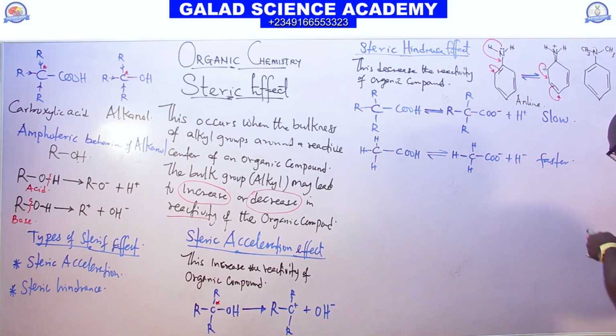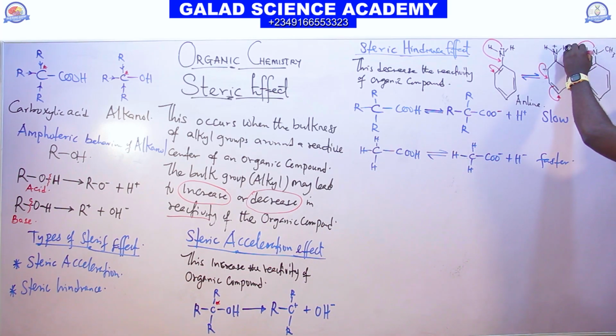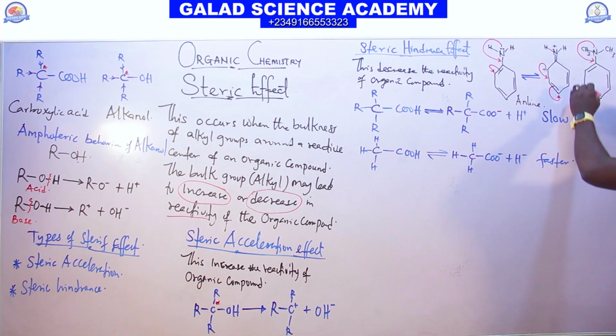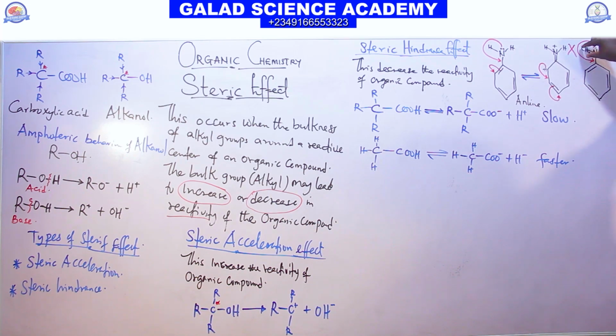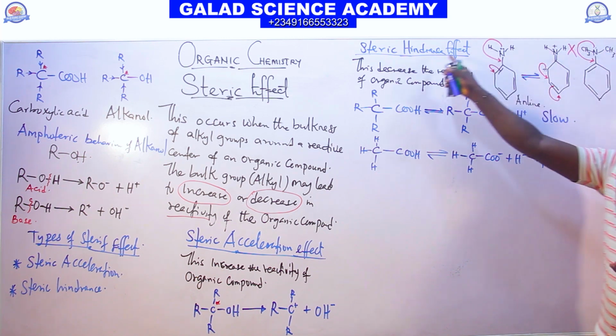So this lone pair of electrons we have here will find it difficult to shift to this side. This can never be possible. Why? Because of the bulkiness of these two alkyl groups here. It will affect the shifting of this lone pair of electrons to the side. That is steric hindrance.